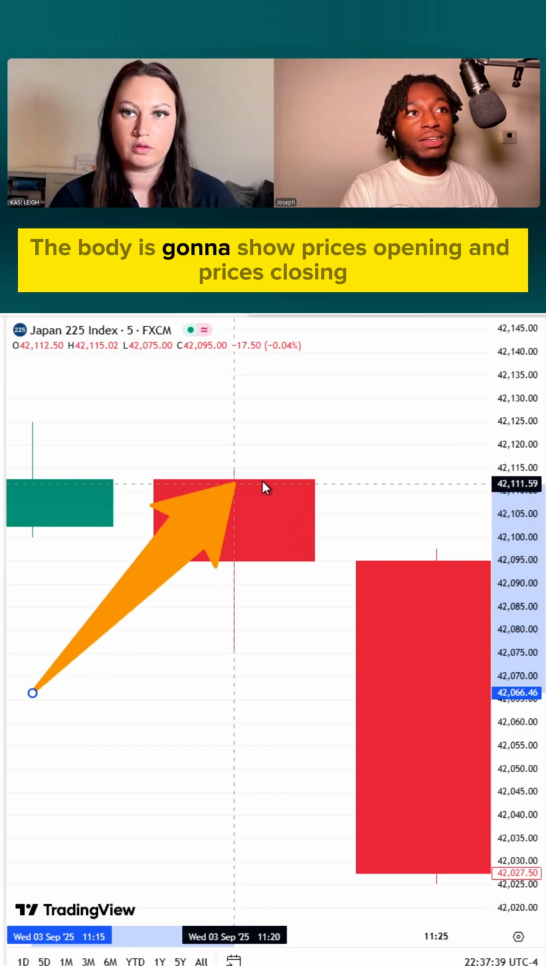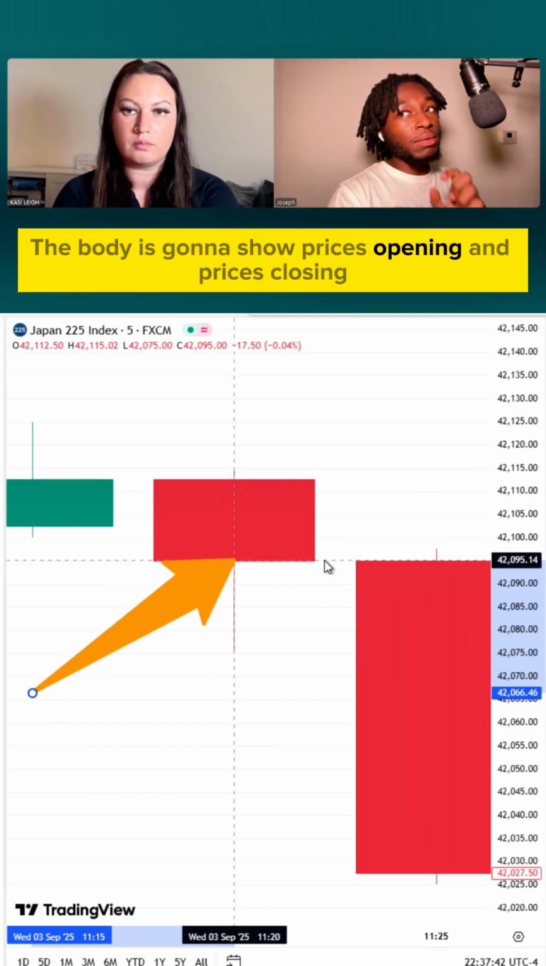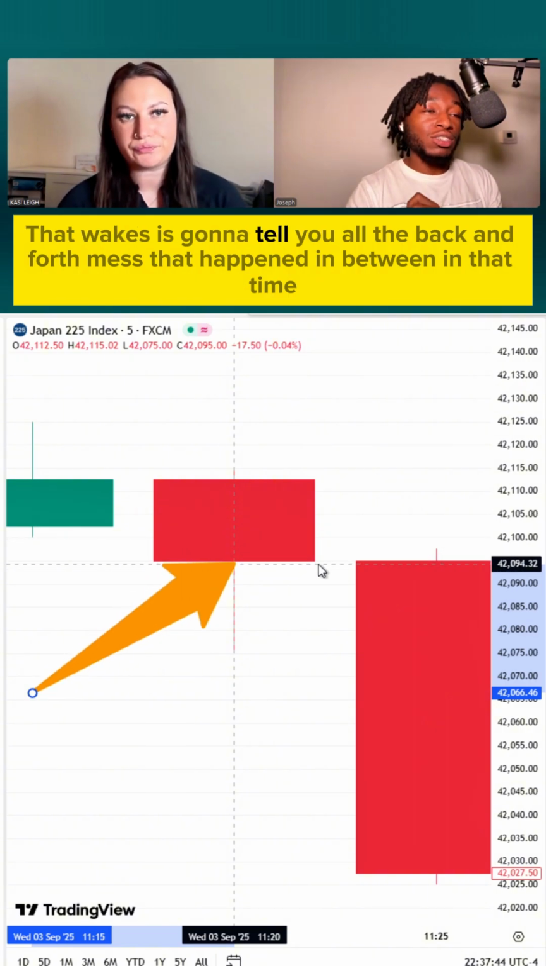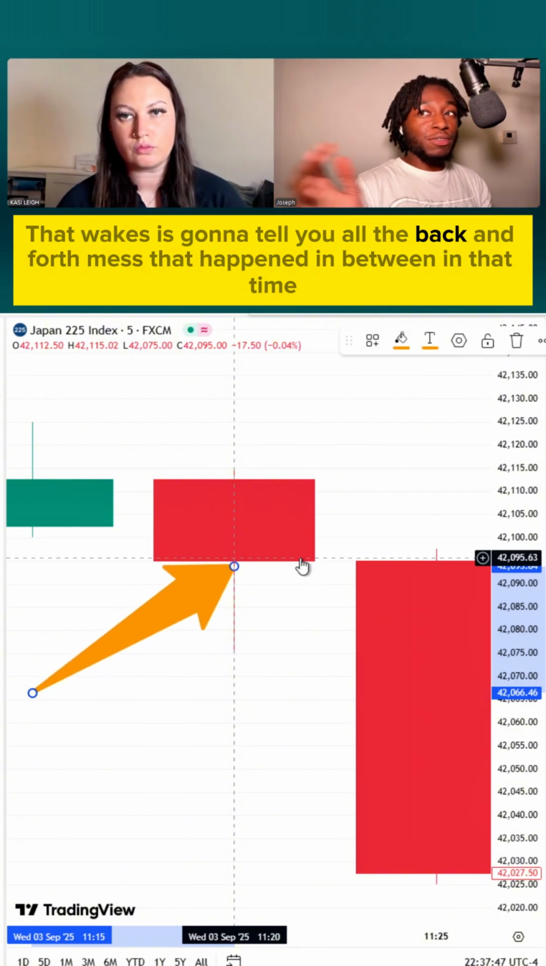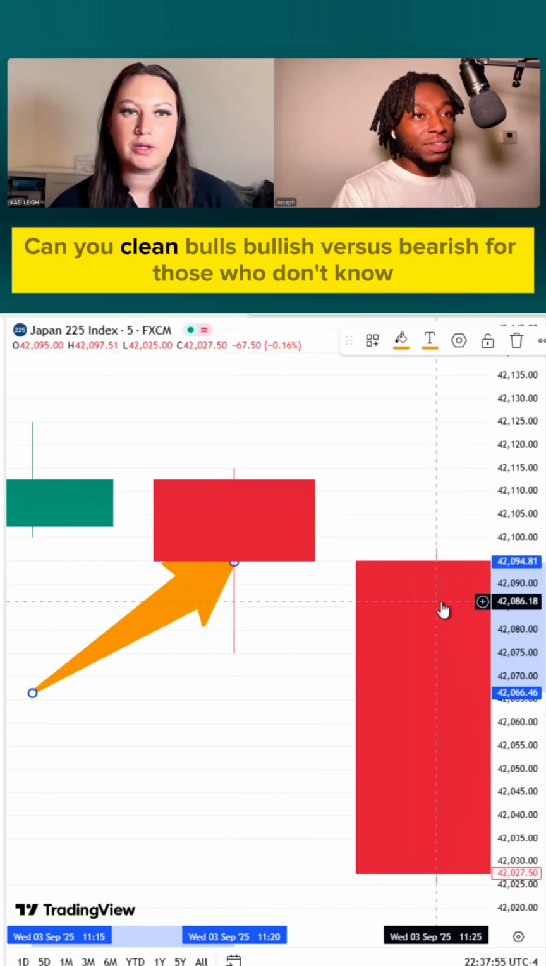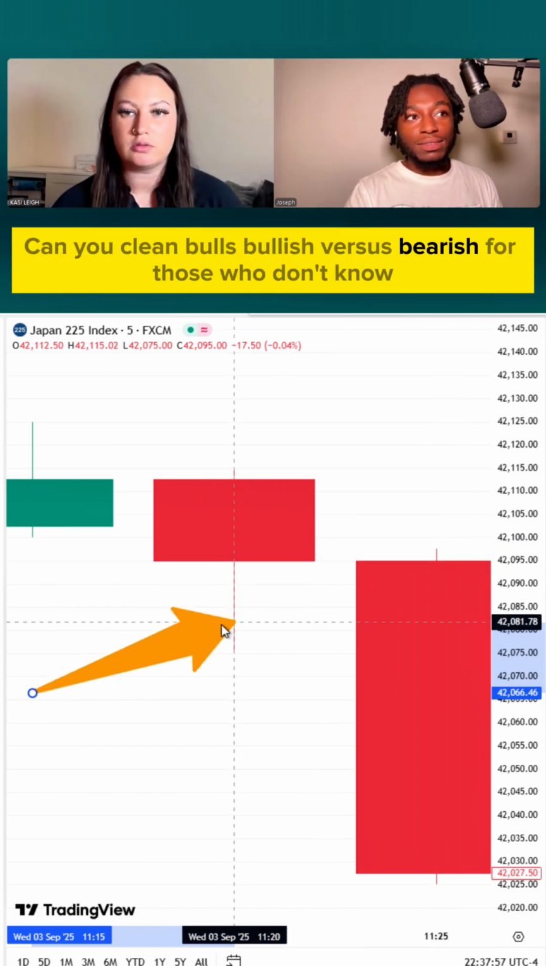Correct. The body is going to show prices opening and prices closing. Gotcha. The wicks are going to tell you all the back and forth mess that happened in between in that time. Can you explain bullish versus bearish for those who don't know?